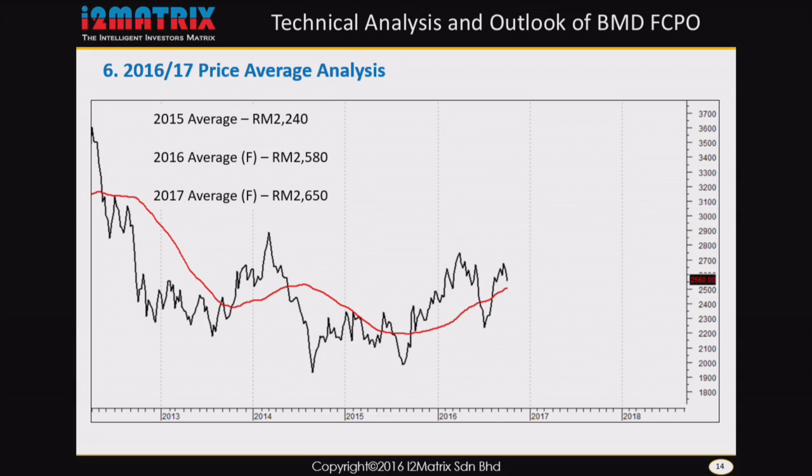I've actually adjusted the average price for this year. The earlier average I suggested, in May, was about 2,650 ringgit, so it's now lowered. The reason it's lowered to 2,580 is the unexpected fall to 2,200 ringgit. If the price were able to stay above 2,450 ringgit for the past few months, then 2,650 would still be possible. But based on the current price movement, it's 2,580 ringgit.